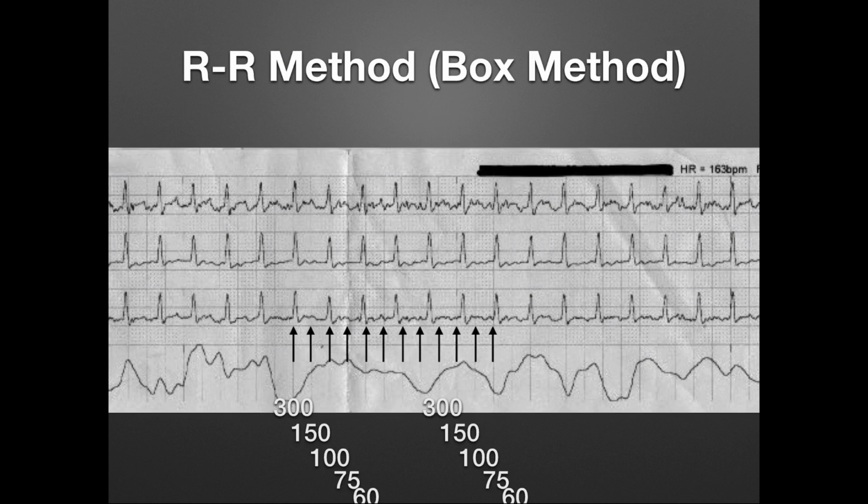In this case, we can see that we're about 2 whole boxes apart from one QRS complex to the next. Now, we know that that's fast, but as you can see at the bottom of your screen, if it's from one box to the next, that equates to 300 beats per minute. If we're 2 boxes apart, that's 150 beats per minute, and we can keep going down the line. If we're 3 boxes apart, we're at 100. Next one is 75, and the last one is 60.